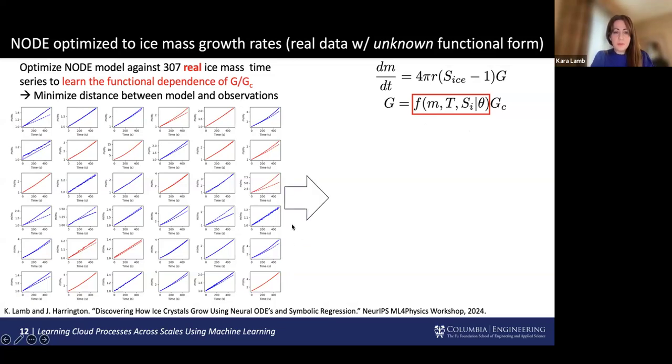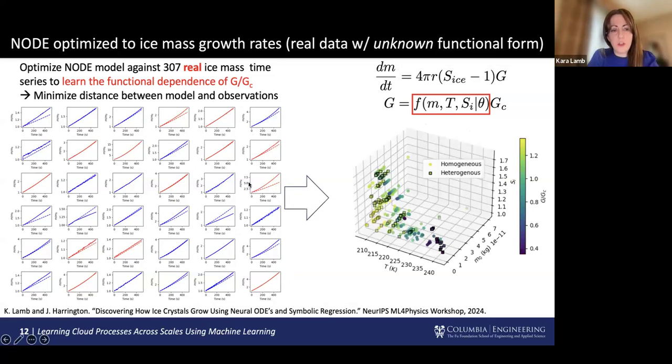But at least in terms of learning this functional dependence, I can then look at what it actually learned in terms of this G over GC ratio, which is what I'm showing here in terms of the temperature, the mass, and the supersaturation. And then the color here is that learned G over GC ratio from the model. And so we can see that it's sort of a smoothly varying function overall in this space.